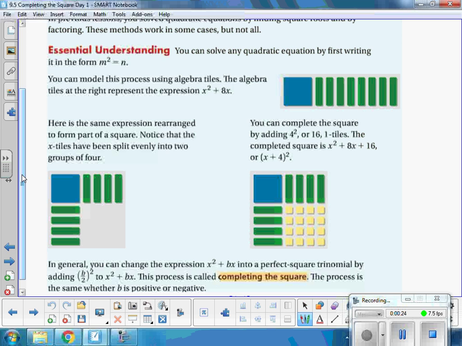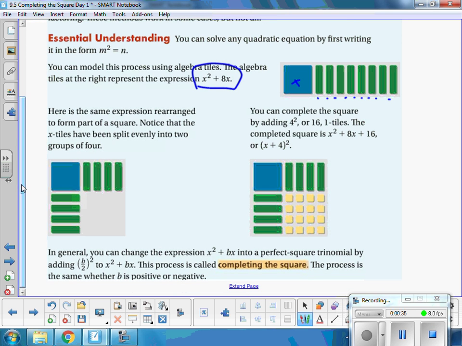So we're looking at x squared plus 8x. So here's my x, and there's 8 x's. I can play that out in a model. Here's the same expression rearranged in the form of part of a square. Notice that the x tiles have been split evenly into two groups of 4. So here's my x, and then here are 4, and here are my 4, my total of 8 x's.